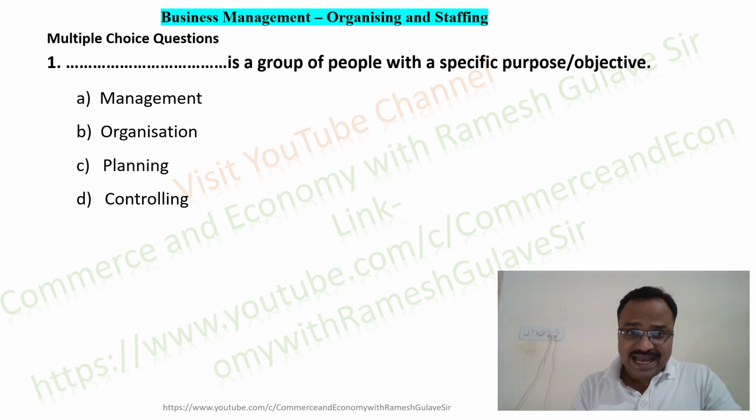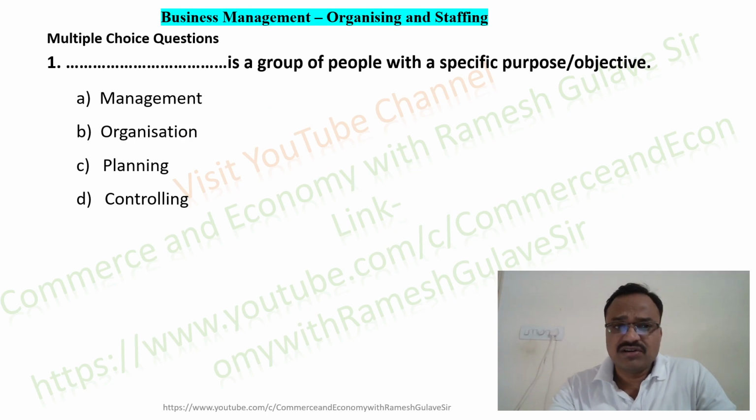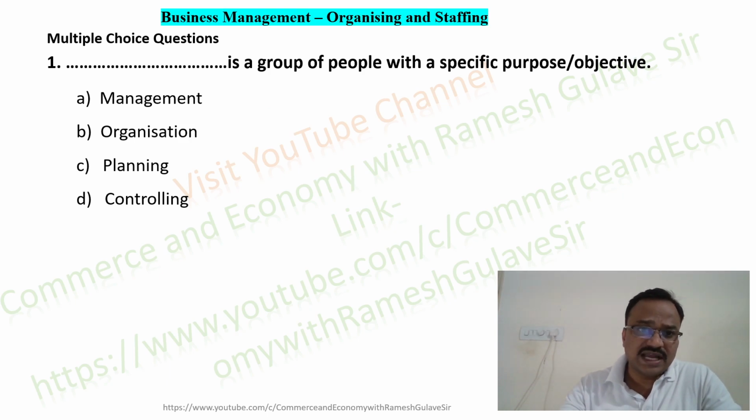See friends, dash is a group of people, so we know that management is not a group of people. Organization, it is an organization which is a group of people with a specific purpose. Like organization can be a social organization, or it can be a political organization, or it can be a business organization, right? So here organization is a group of people with specific purpose or objective. So here option B is the right answer.